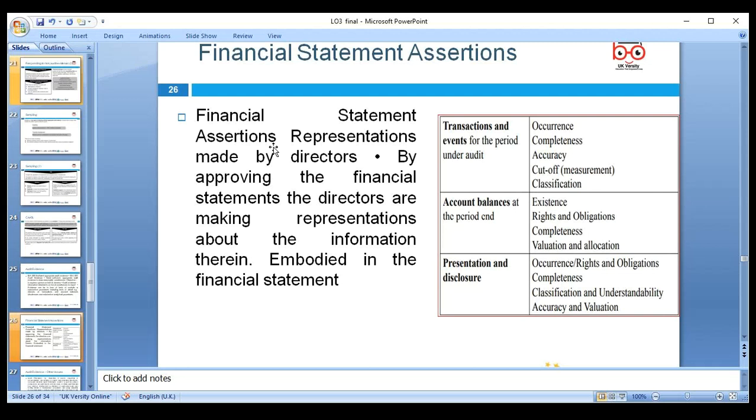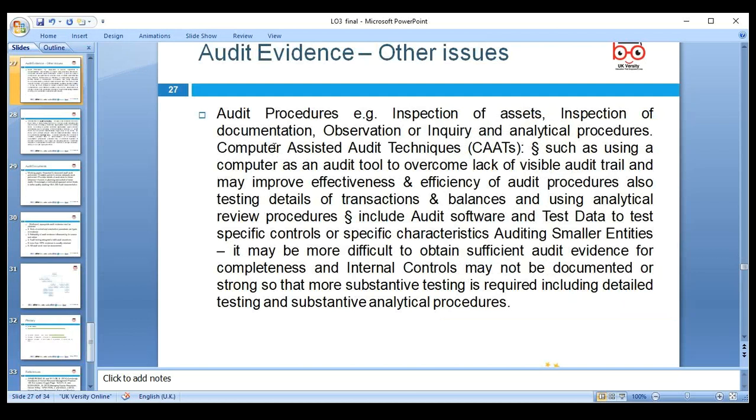Financial statement assertions are representations made by the directors by approving the financial statements; the directors are making representations about the information embodied in them. For transactions and events, these are occurrence, completeness, accuracy, cutoff, and classification. For account balances: existence, rights and obligations, completeness, and presentation and disclosure, occurrence, completeness, classification, and accuracy. We need to make sure of all of these.